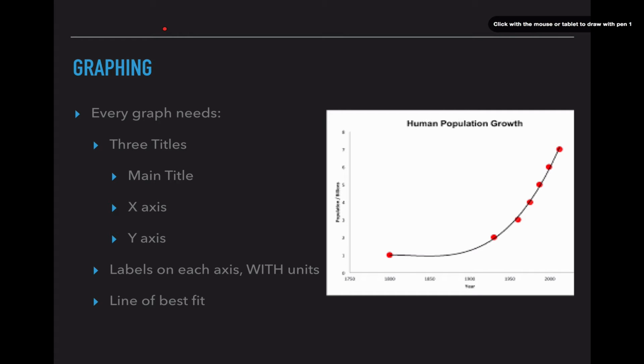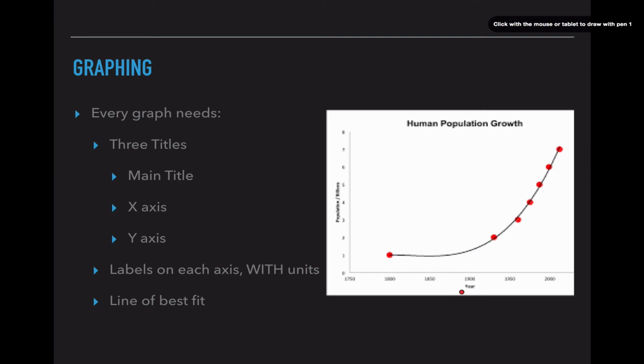So in this graph shown, we have the main title, which is human population growth. There does not need to be units there because it is just a title describing what we're looking at in the graph. If you're making a lab report, you may be making multiple graphs, so you need to tell me which graph is which. The second one is the x-axis.